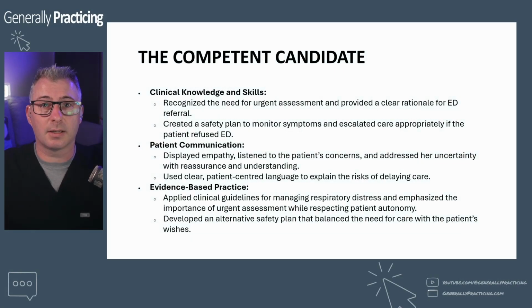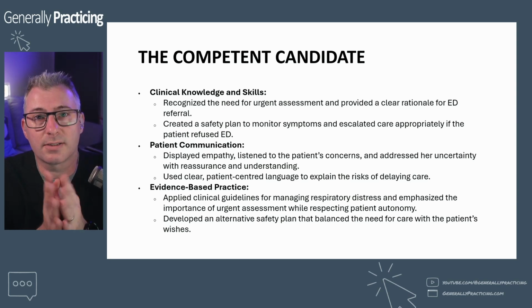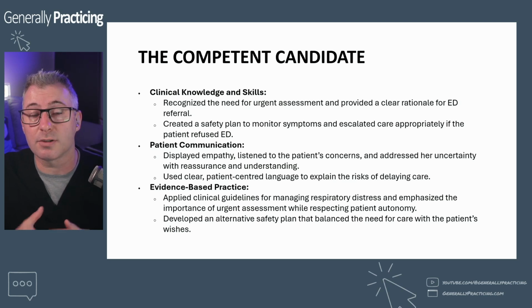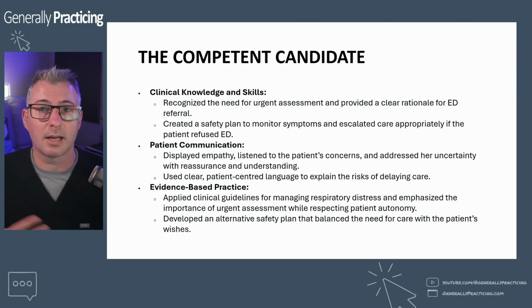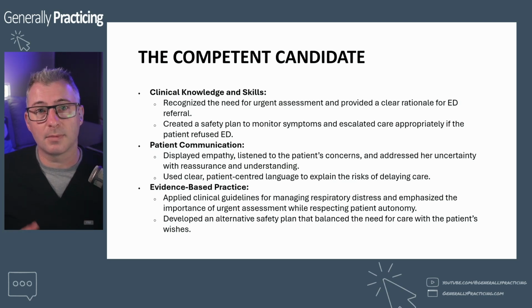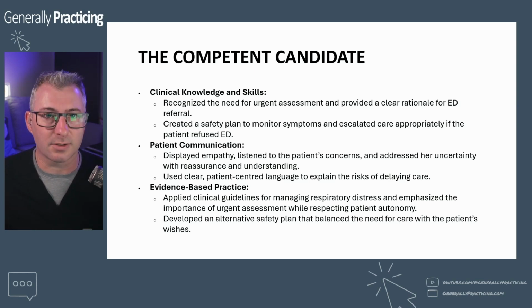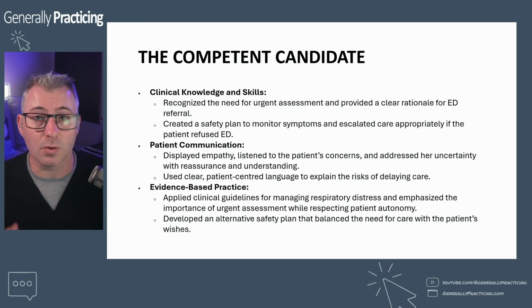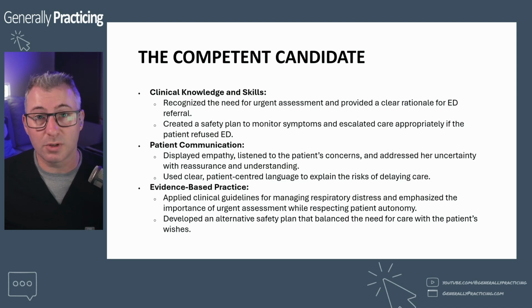So for this, the competent candidate recognises the need for the urgent assessment, providing a clear rationale for ED referral, creating that safety plan to monitor symptoms and escalate care appropriately if the patient does refuse. The communication is with empathy, listening to the patient's concerns, addressing the uncertainty with reassurance and understanding, using clear patient-centered language to explain the risks of delaying care, applying clinical guidelines for managing respiratory distress and emphasising the importance of urgent assessment while respecting patient autonomy, and developing an alternative safety plan that balances the need for care with the patient's wishes.